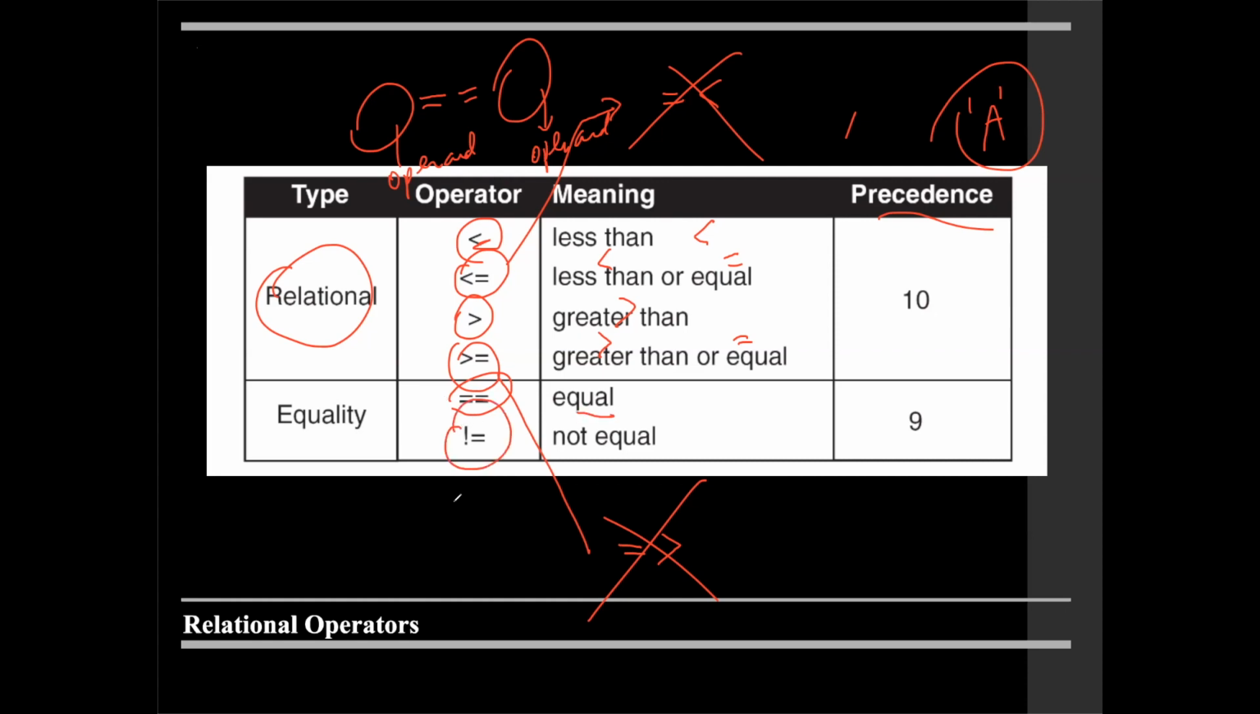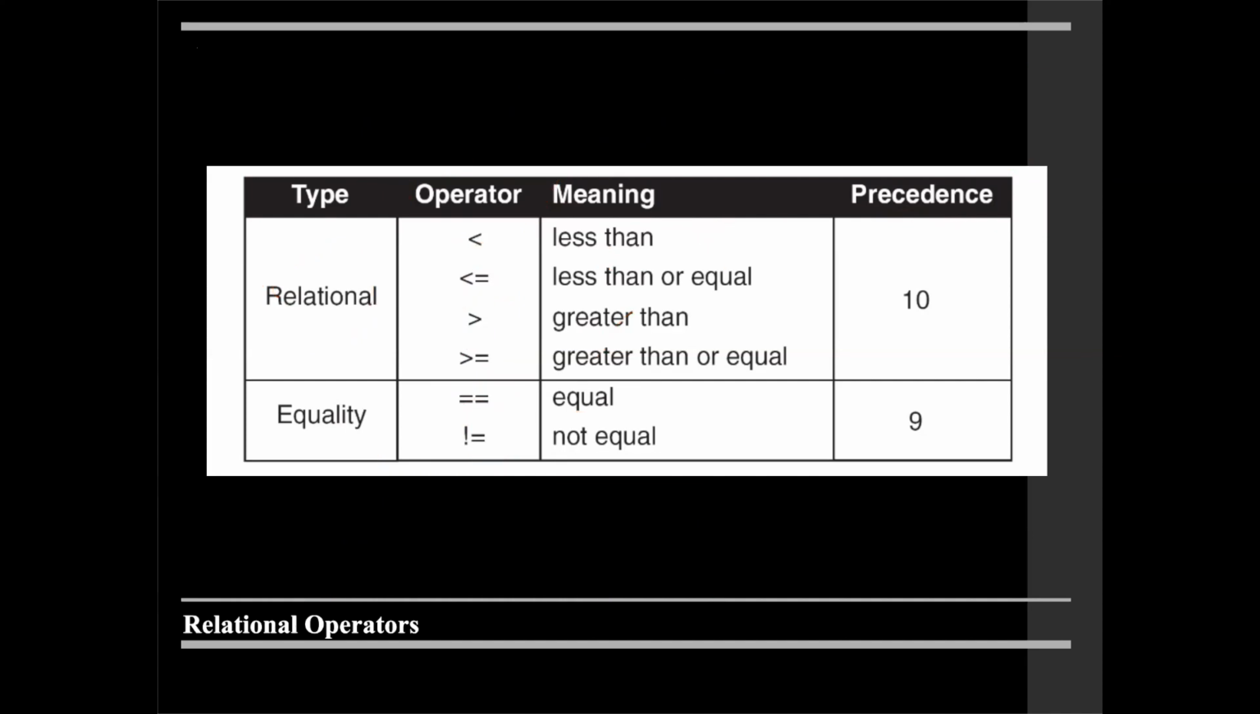The complement of equal is not equal, which uses the exclamation point. You cannot write this as this; there's no such thing. Always remember, not equal carries an exclamation point in front of the equal sign. So that's the equality. Let's move on to see a couple of examples.